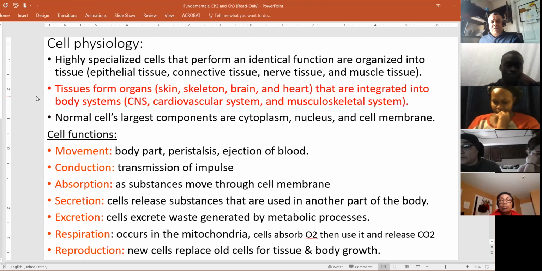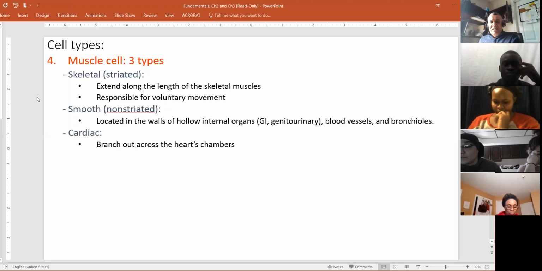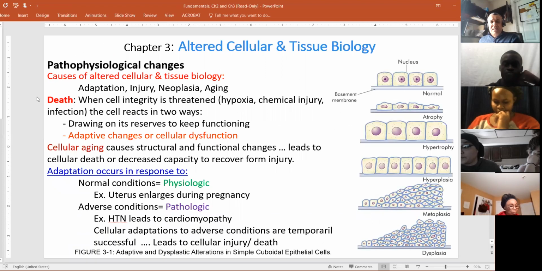These are some of the cell physiology and the functions of the cells. Specifically, this is AMP, epithelial, connective, nerve cells, muscle cells, and the abnormalities of the cells, which could result from physiologic, or it could be pathologic causes.